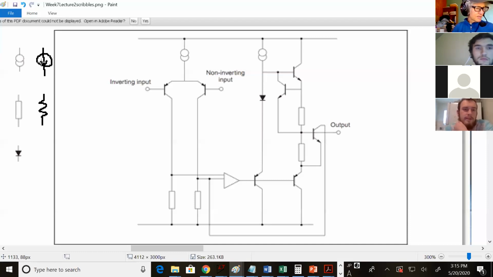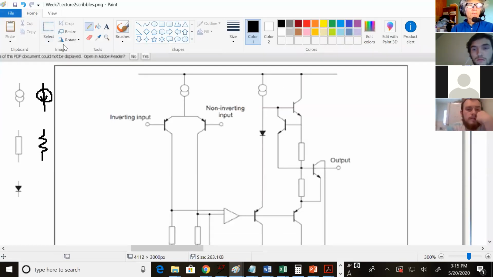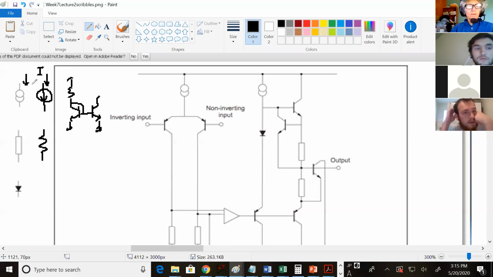Current mirror. So it is actually this whole thing. It's representing this whole thing. Diode connection. And if this is your current, and this is your current, then this is your current right here. Okay, so again, back down to the diode.